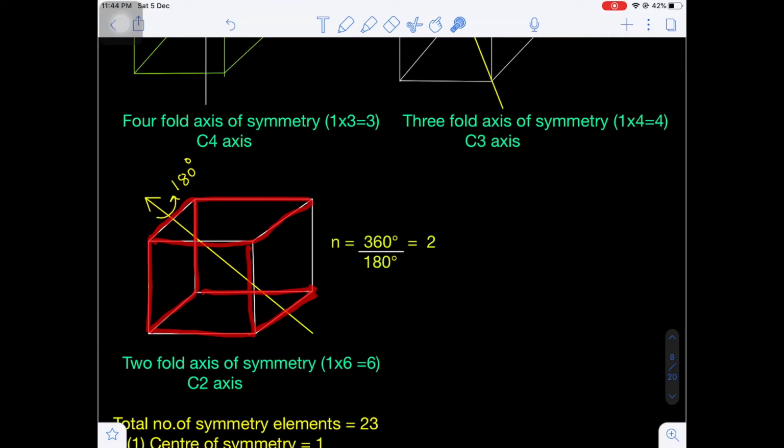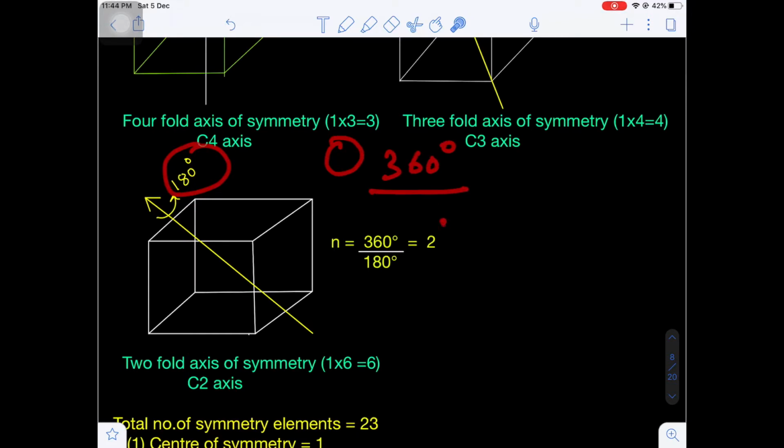So now I am taking two opposite edges. This is the edge and this is the opposite edge. This is the center of the edge, and this will be the center of the opposite edge, passing through the center of the crystal. By rotating 180 degrees, at every 180 degrees the crystal structure will be regenerated or repeated. So in a complete revolution of 360 degrees, you will get 2 times the similar crystal structure repetition.